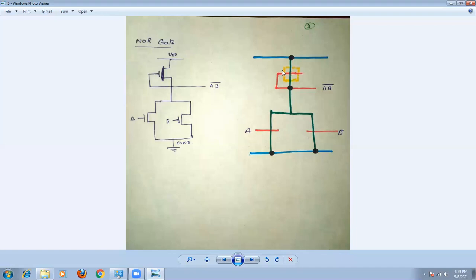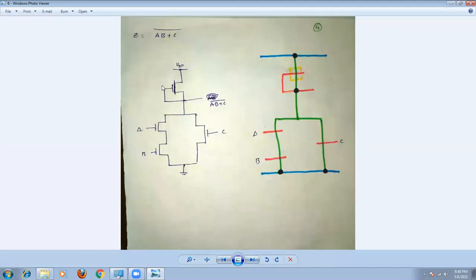Then place the implant. This is the depletion mode transistor. Wherever a contact is required, make a contact, in brown color. This gives A bar, so this is the NOR gate function, right? So that is about the structure. Next, you can go for the next case.